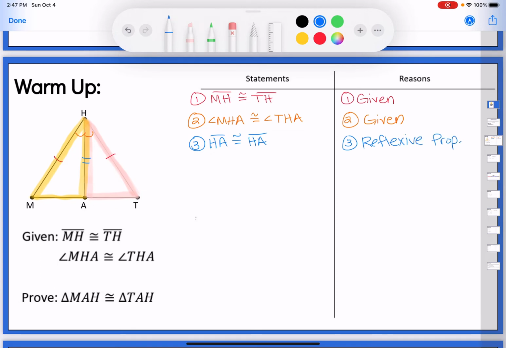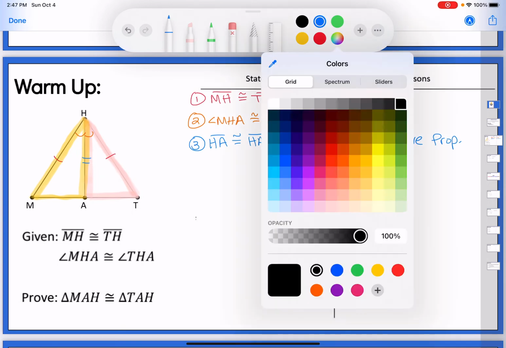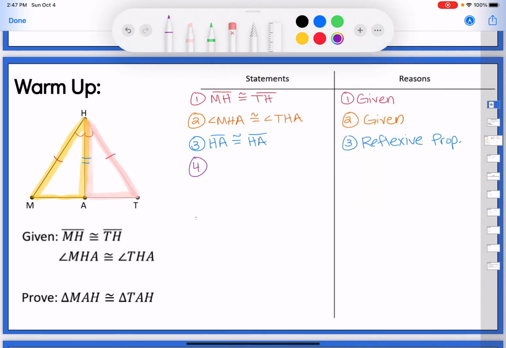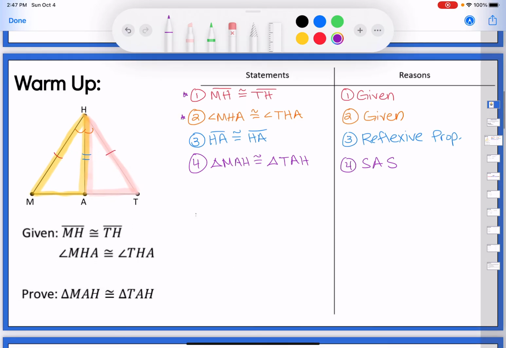And now it looks like I have segments, angles, segment. So it looks like I'm ready to write my proof statement. Step 4 here, triangle MAH is congruent to triangle TAH. And the reason is side, angle, side. And here are my 3 steps that I used. The first step was a side, the second step was an angle, the third step was the other side. So 1, 2, 3 goes in the parentheses. All right, so hopefully that was review from yesterday. You did pretty good. You mastered that, no problem.